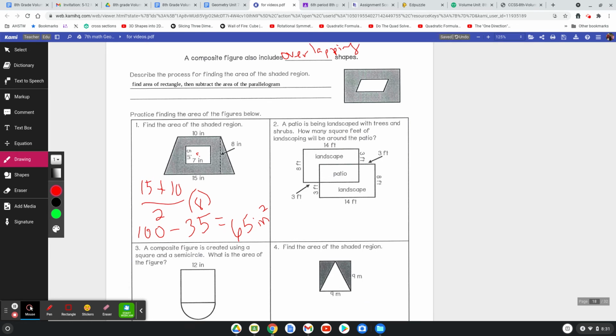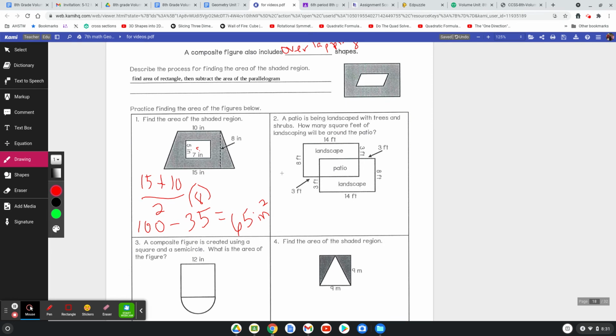Okay, number 2, it says a patio is being landscaped. That means like putting trees and shrubs and flowers and all that on there. How many square feet, that's area, of landscaping will be around the patio?